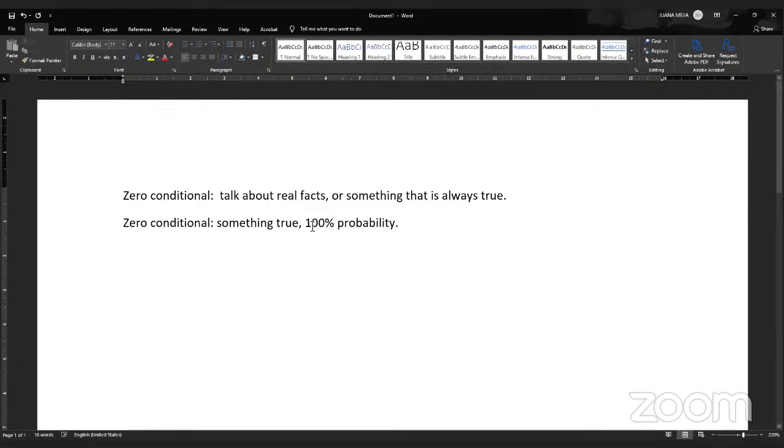Yeah, 100 probability. So that is the zero conditional, where we assume that something is true for me, true for a group of people, or true for the country. This is the zero conditional. Something true, 100 probability. Any question about the zero conditional, guys? No questions. Okay, so let's move on to the next conditional.